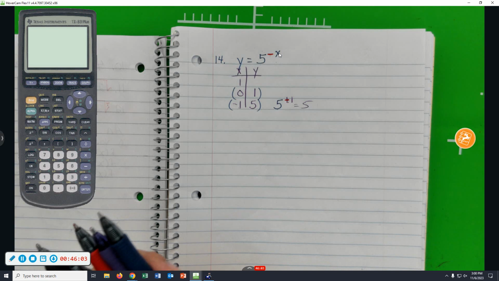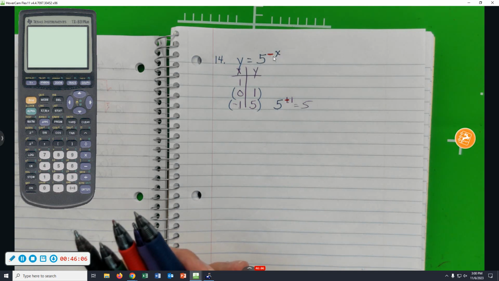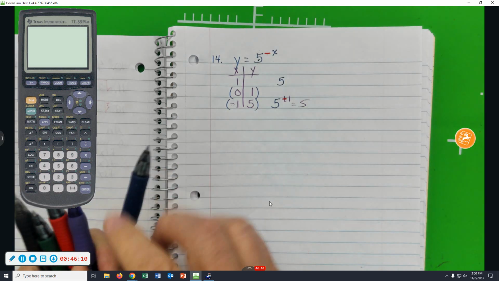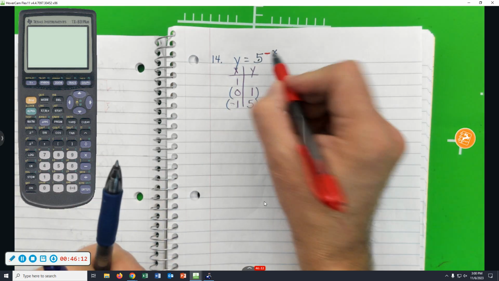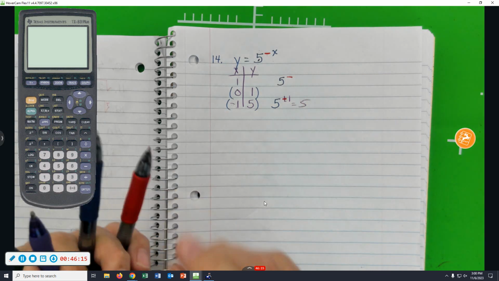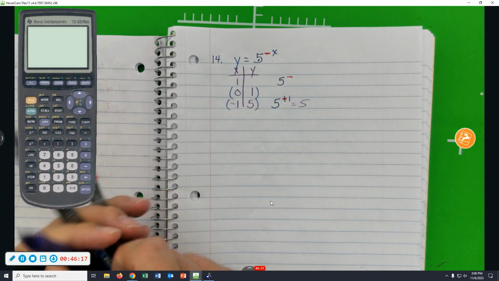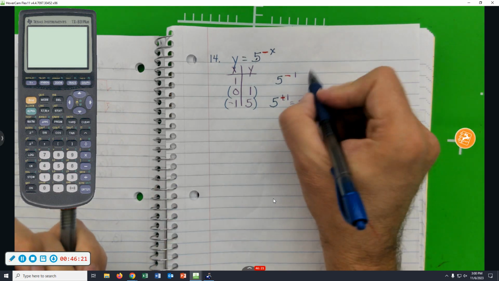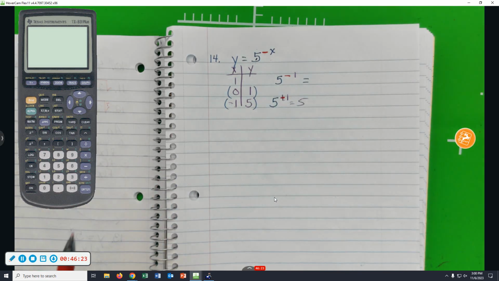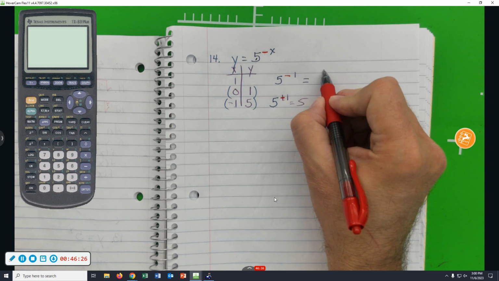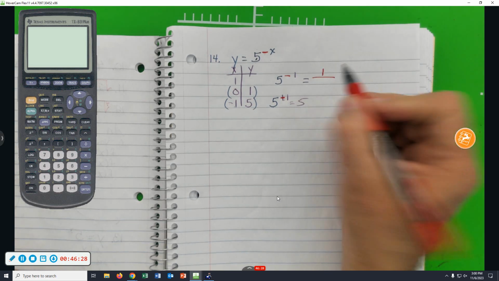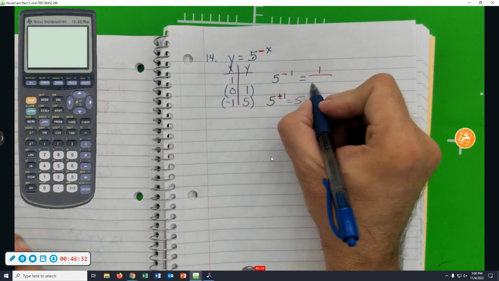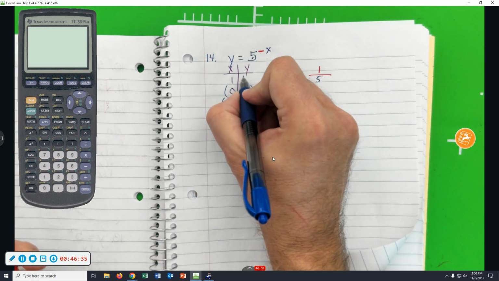When we plug a positive 1 in for x, we have the blue 5. We still have the red negative. You know, that looks black to me. Oh, well, maybe it is black. And then the purple 1. How would I simplify this? 5 to the negative 1, that would be a 1 over 5. 1 over 5 to the first would just be 1 over 5.